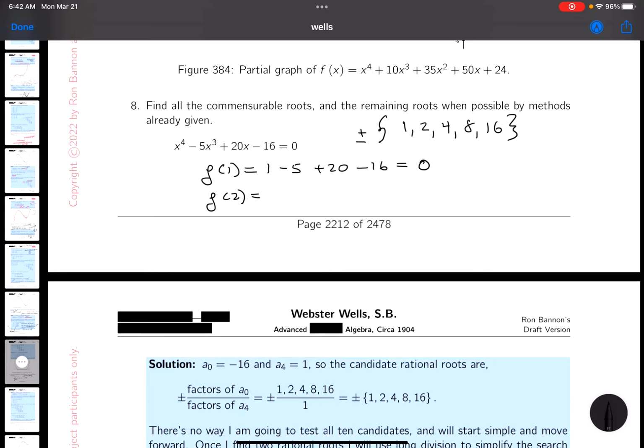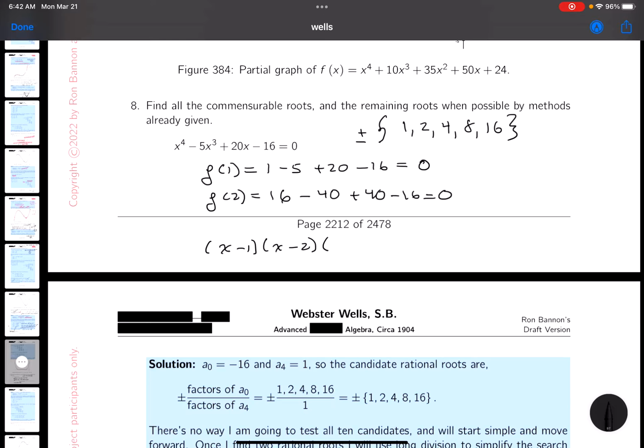Well, that would be 16 minus 40 plus 40 minus 16, which is also 0. All right, so I know 2 roots, and that means I know 2 factors. The 2 factors would be as follows: x minus 1, x minus 2, and then I'll have a quadratic left over. What's the form of that quadratic?